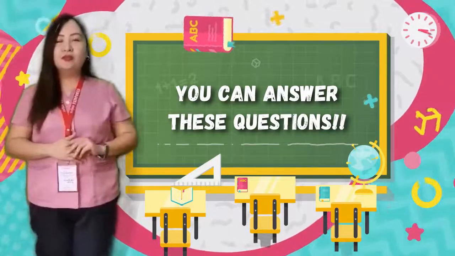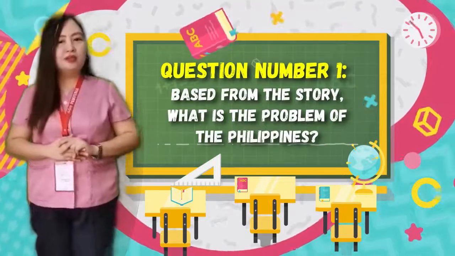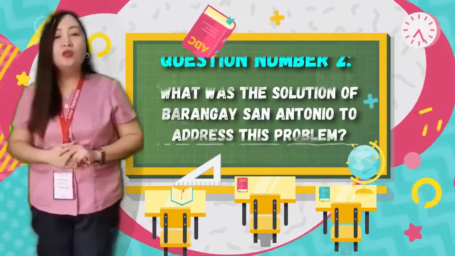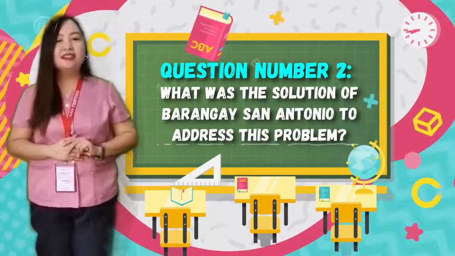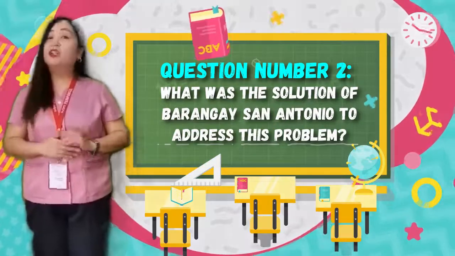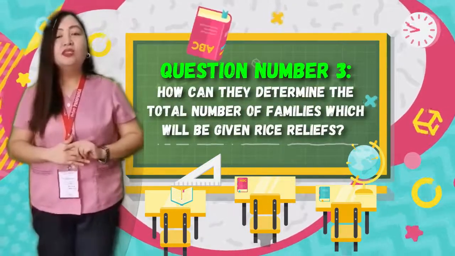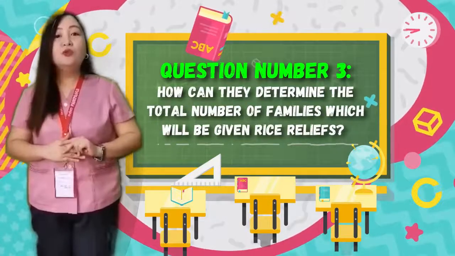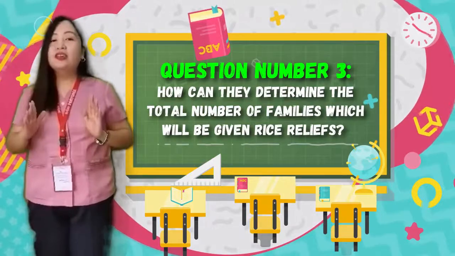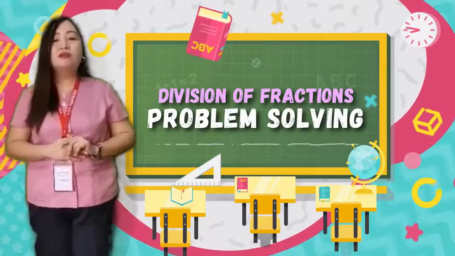Question number 1. Based from the story, what is the problem of the Philippines? Question number 2. What was the solution of Barangay San Antonio to address this problem? And question number 3. How can they determine the total number of families which will be given rice reliefs? So this is an example of a problem solving in division of fractions.